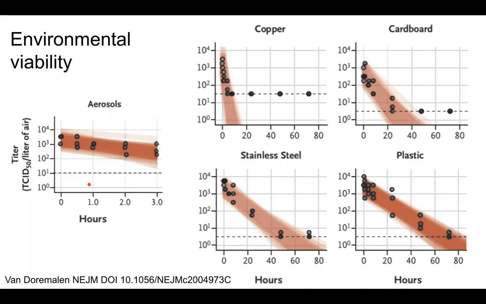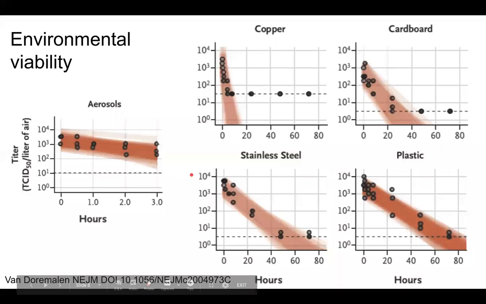On the right, you can see that the virus is more stable on plastic and stainless steel in the bottom two figures compared to copper and cardboard in the top two figures, and that virus was isolated up to 72 hours after the application to steel and plastic, although the titer was greatly reduced.